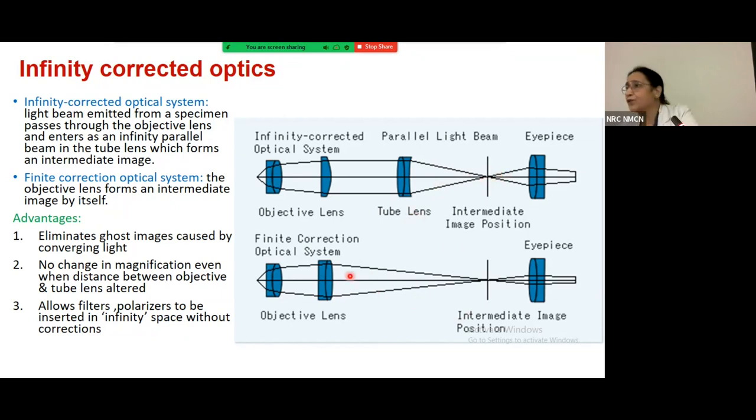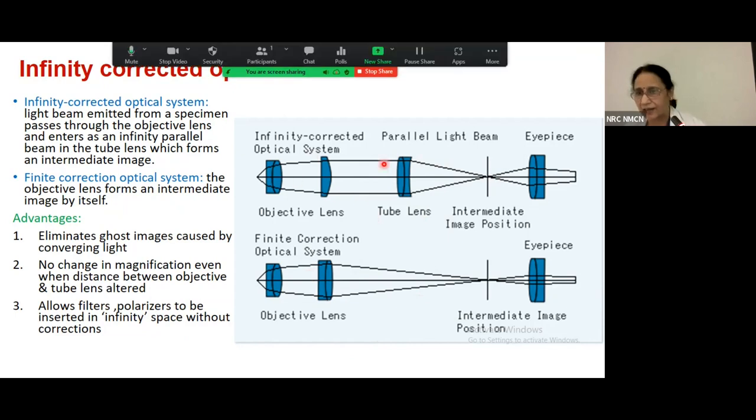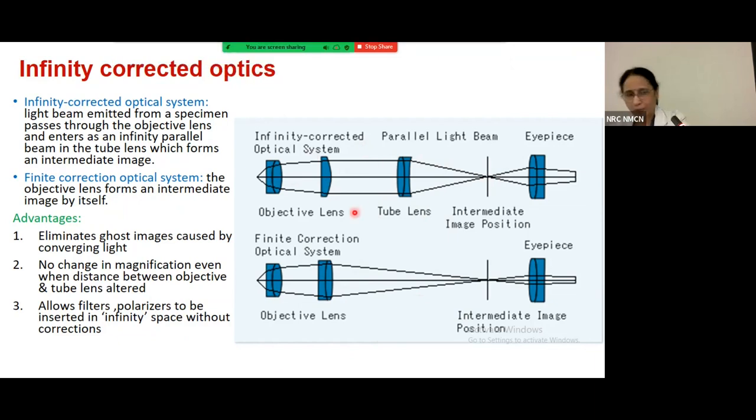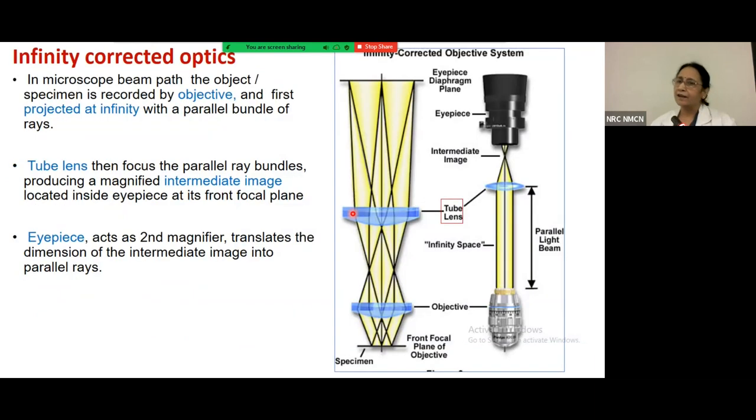Second thing is there is no change in the magnification even when the distance between the objective and tube lens is altered. So this allows us to insert filters and polarizers here in this infinity space without any other correction. Further, the same thing has been shown here.